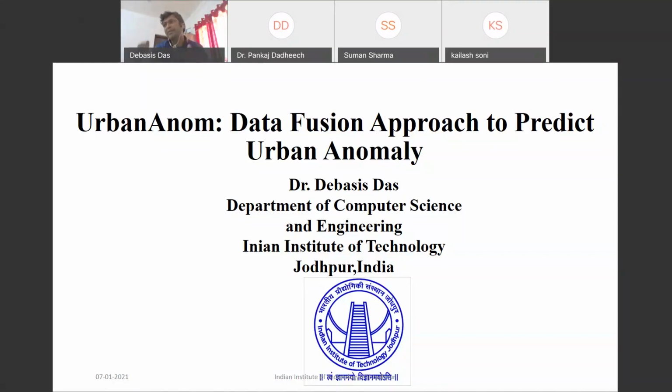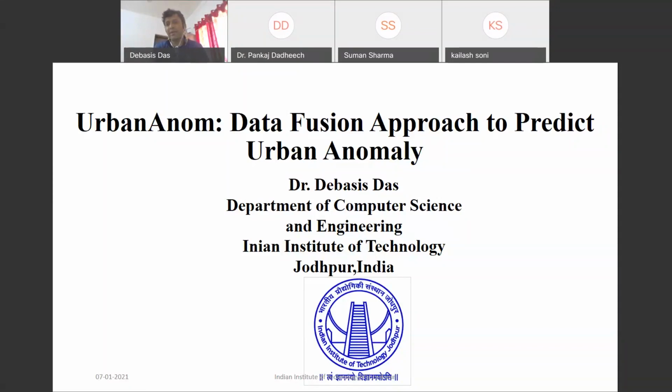We also identify similar types of parameters. I'll explain in detail. Like we identify the points of interest in the urban area. What are the top restaurants? Restaurants are also a point of interest. Like this type of thing, we use the data fusion approach to predict the urban anomaly.